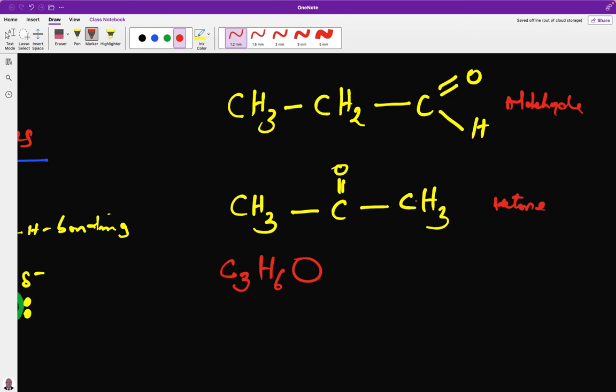As we said, alkyl groups are electron donating. Here, you will realize that the ketone has two alkyl groups donating electrons on the central carbon. Here we have just one alkyl group, the ethyl group, which is donating electrons to the carbon. Here we have two methyl groups that are donating.